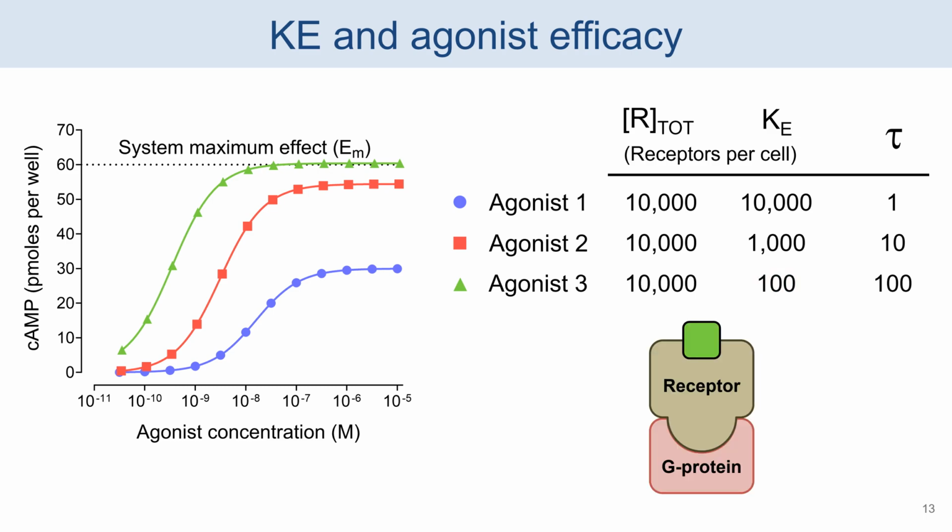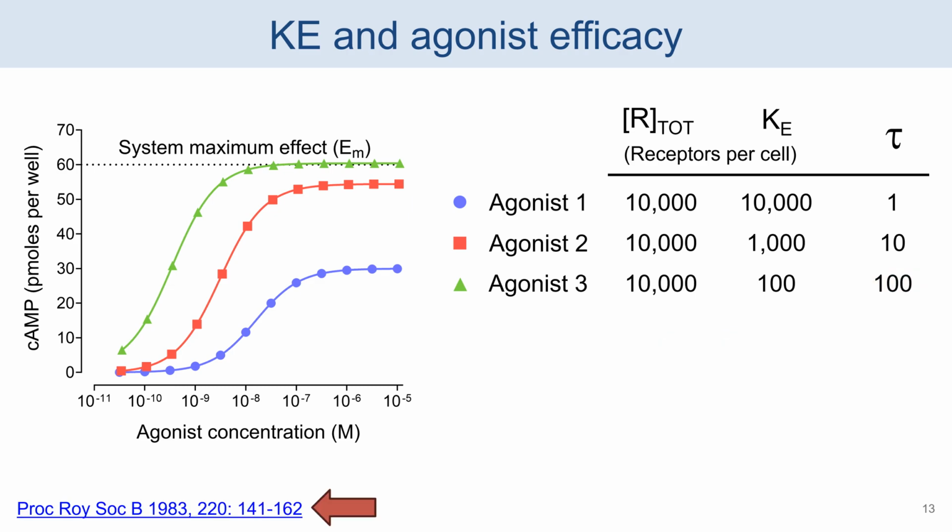In our receptor diagram here, we have the agonist 3 bound receptor, which is in an optimal conformation for interacting with the G protein. Here is the tau value of 100, which we calculate by dividing R tot by Ke. If you want a deeper dive on this, I recommend reading the original operational model paper at the link at the bottom here.